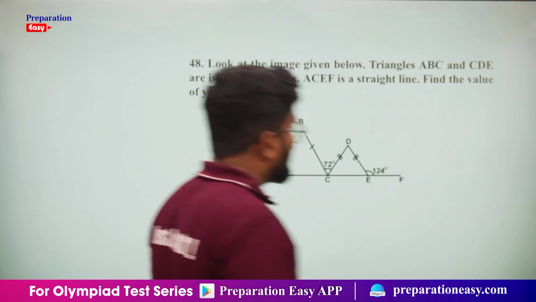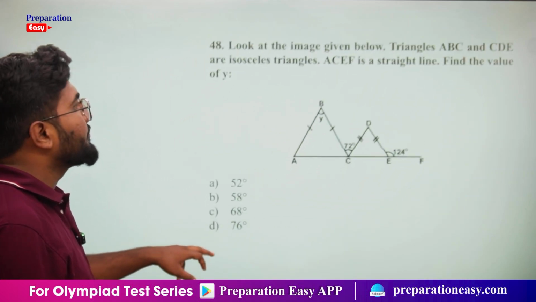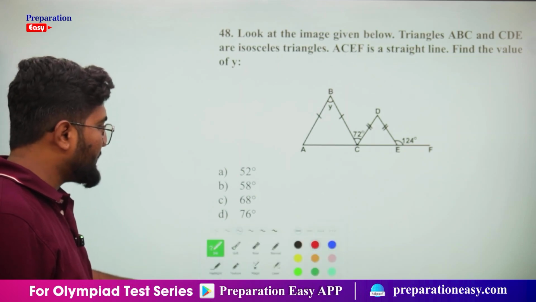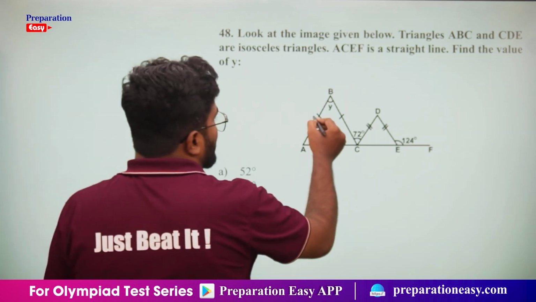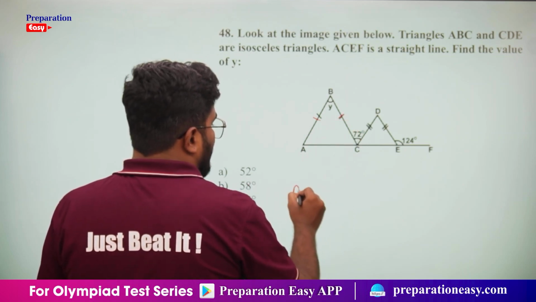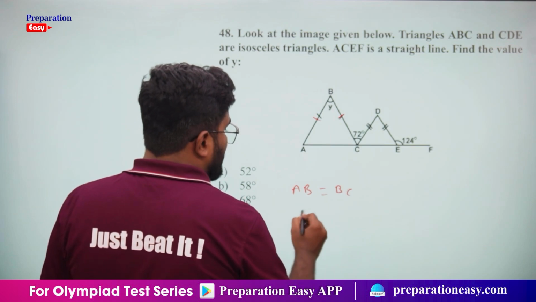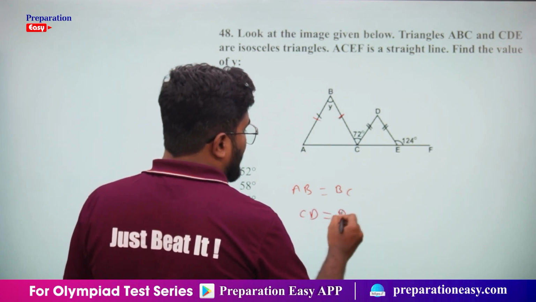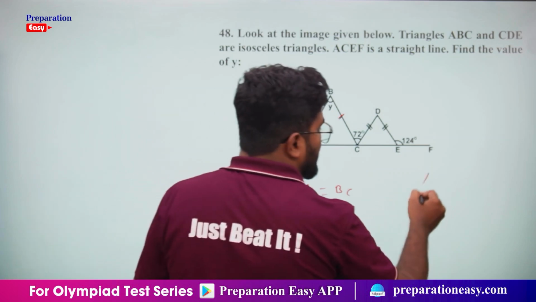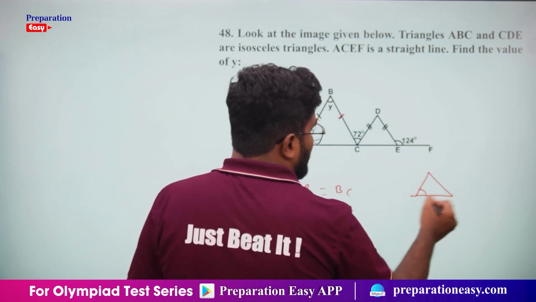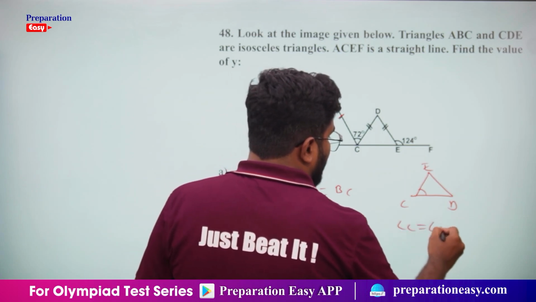Okay, question number 48. Here we are given two isosceles triangles, that is AB equals BC, and in the second triangle CD equals DE. That gives for triangle CDE, angle C equals angle D.